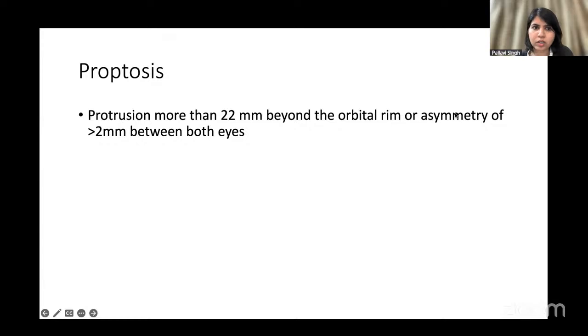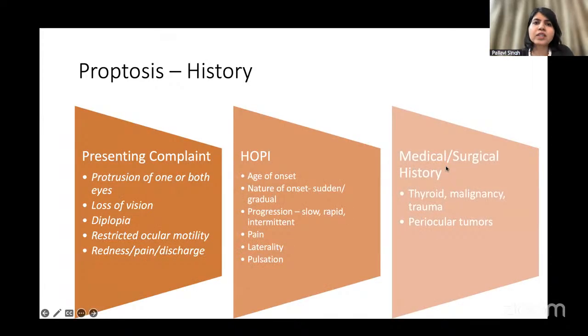So let's talk about what are the history taking points that we have to be cognizant of whenever we are presented with a case of proptosis. So obviously you want to ask them whether it's just one eye or if it's both eyes. Along with that, if they've had any loss of vision, sometimes if the mass is compressing the optic nerve, there might be a loss of vision. If they have any restriction of motility, which might be causing any double vision, that's one of the things you want to ask them for. Any redness, pain, discharge, especially in cases which might be infective or any acute onset cases. So these are questions that you must ask in any case that is coming to you with proptosis.